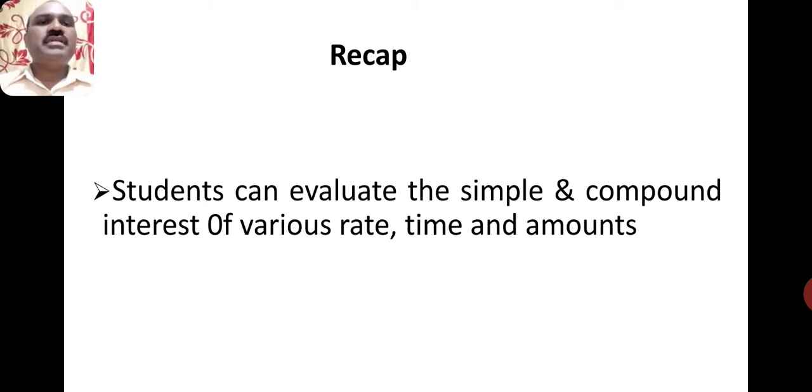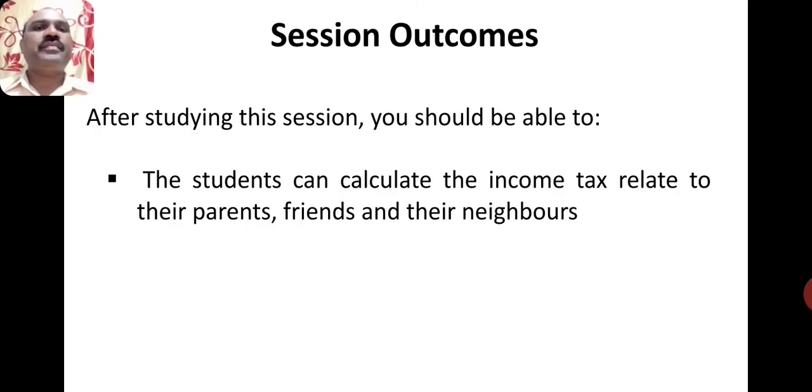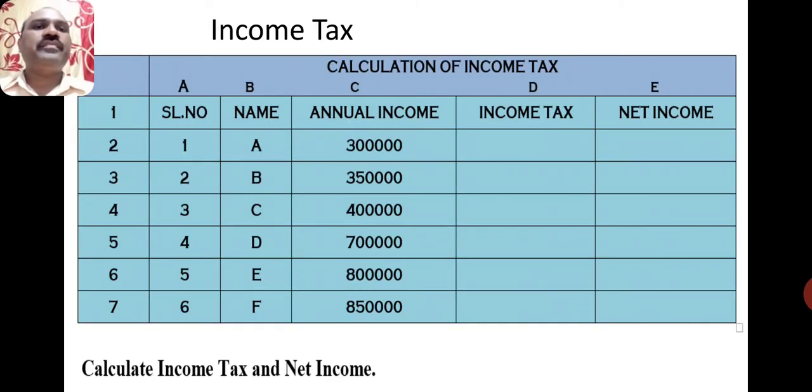In the previous session, students have understood how to evaluate the simple and compound interest at various rates, time, and amounts. The main objective of this session is that the students can calculate the income tax relating to their parents, friends, and their neighbors. After studying this session, you should be able to understand and calculate the income tax relating to parents, friends, and other neighbors.